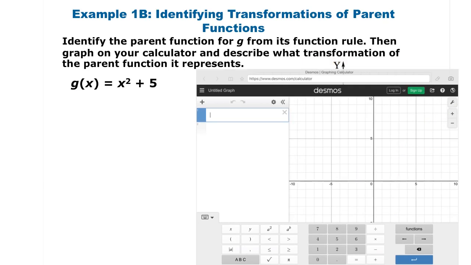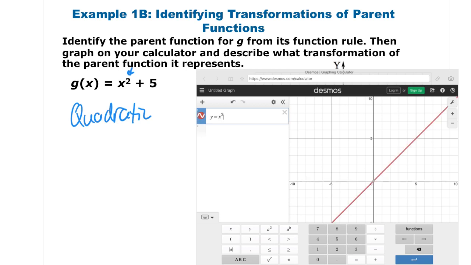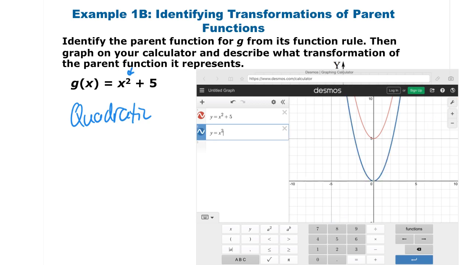Our next one, we're going to be doing similar work here. We have x squared plus 5. I see the squared on my x term, and that's going to tell me that this is quadratic. Then I'm going to graph it, and I'll do y equals x squared plus 5. And there it is. If I graph the parent function, which is just y equals x squared, I can see that the transformation here is that my function was moved up 5 units.